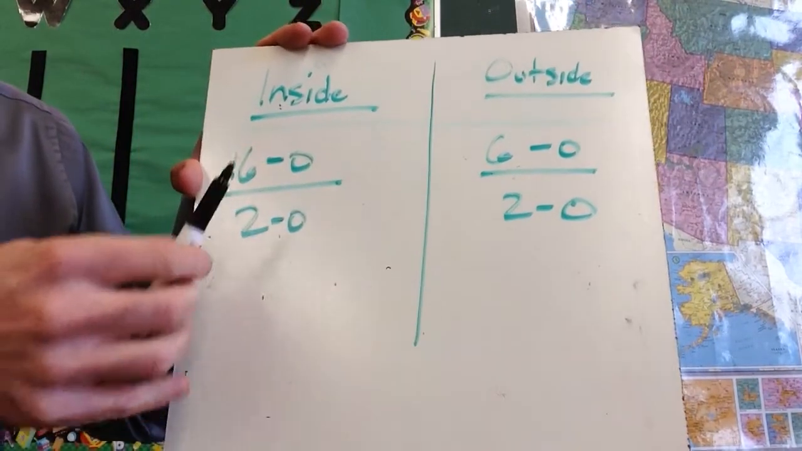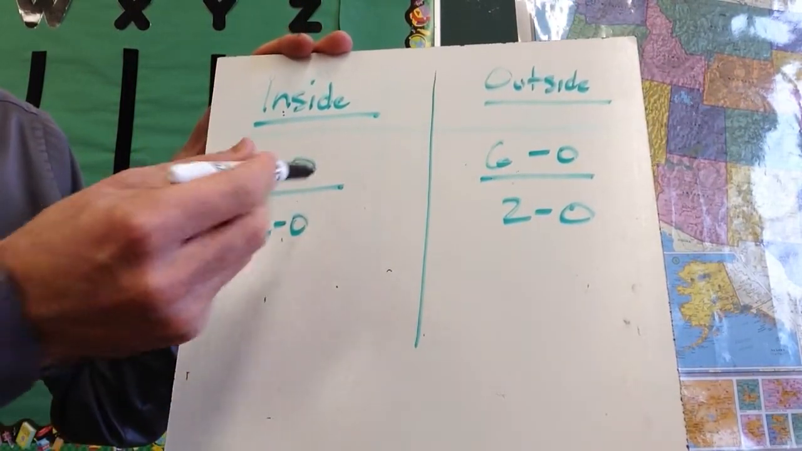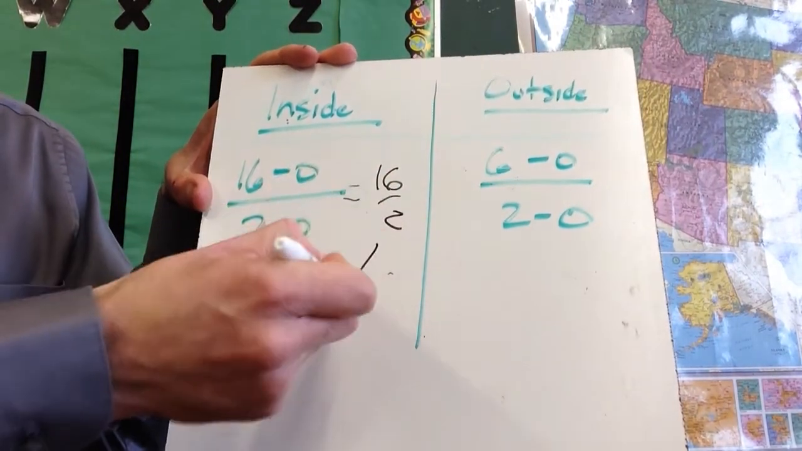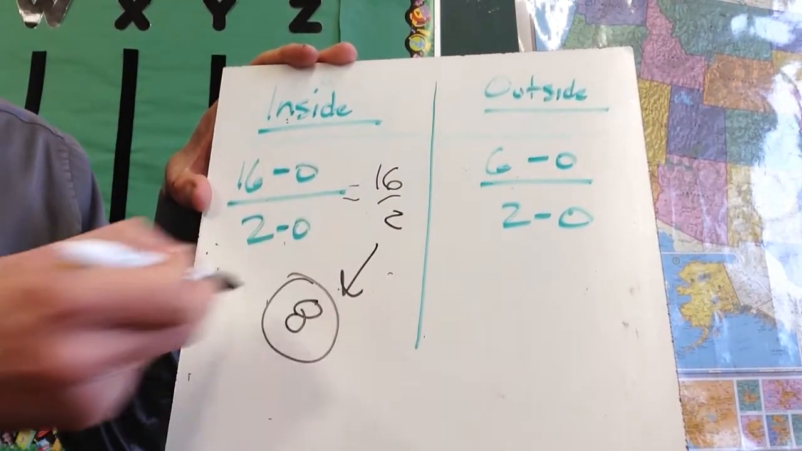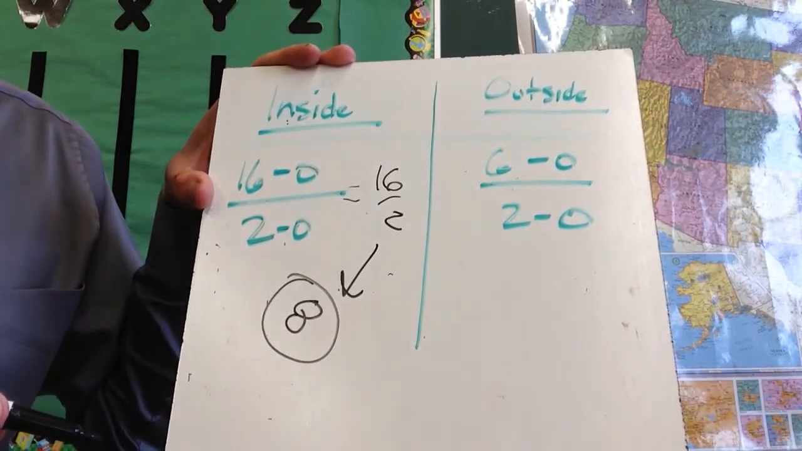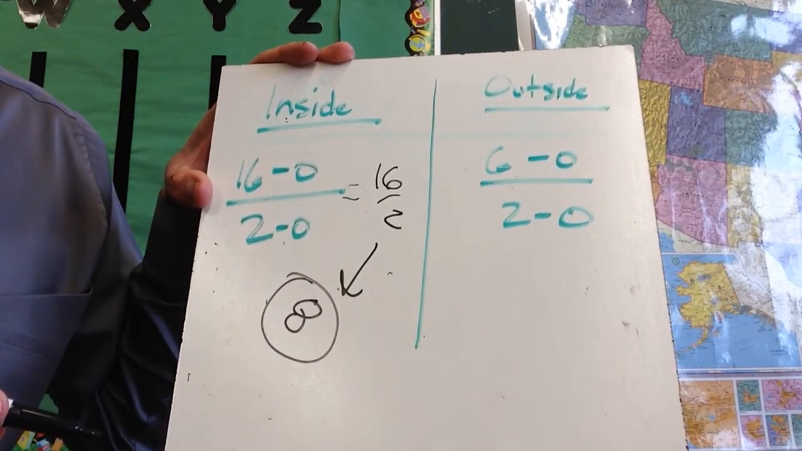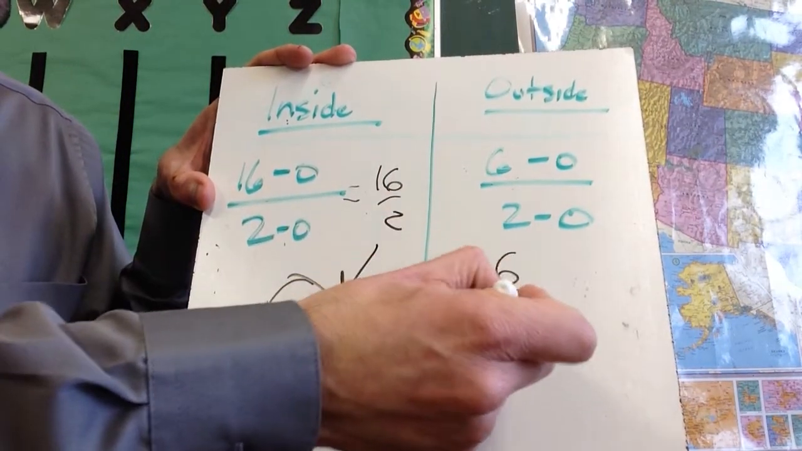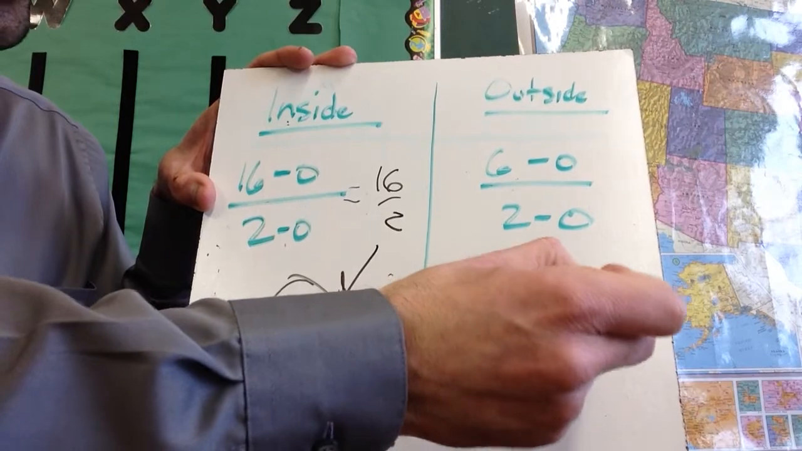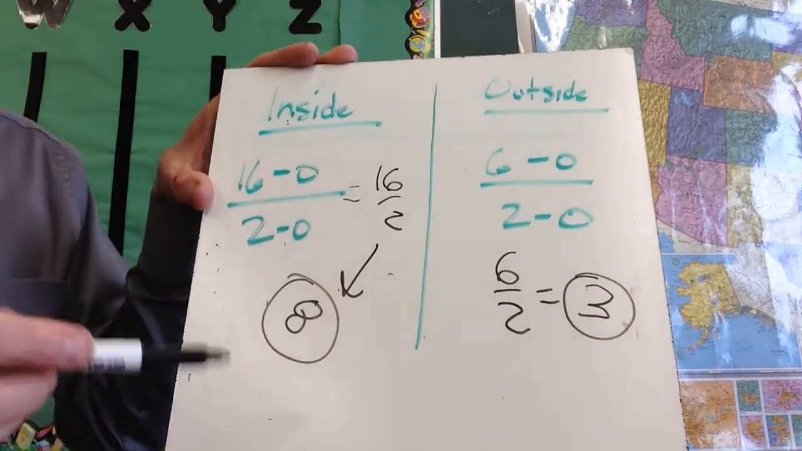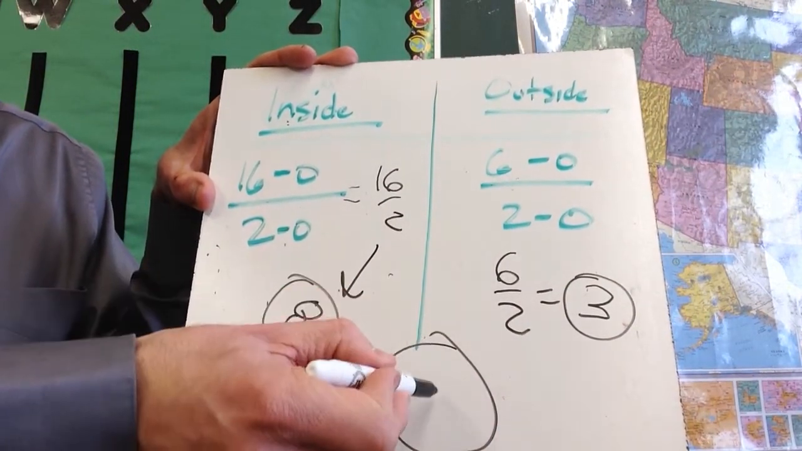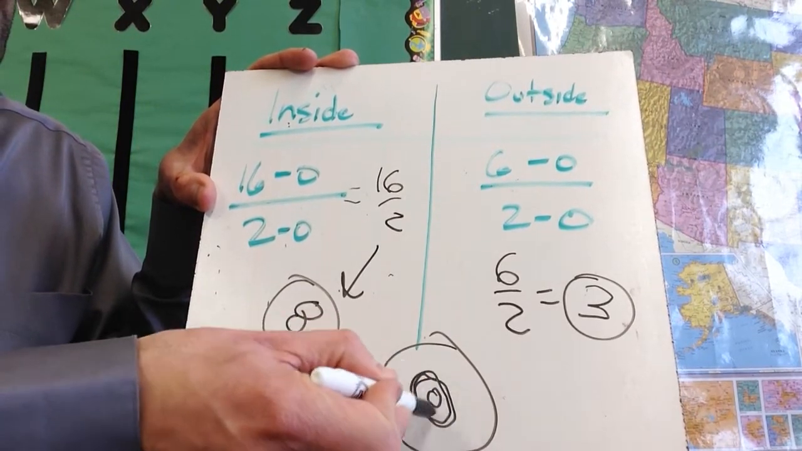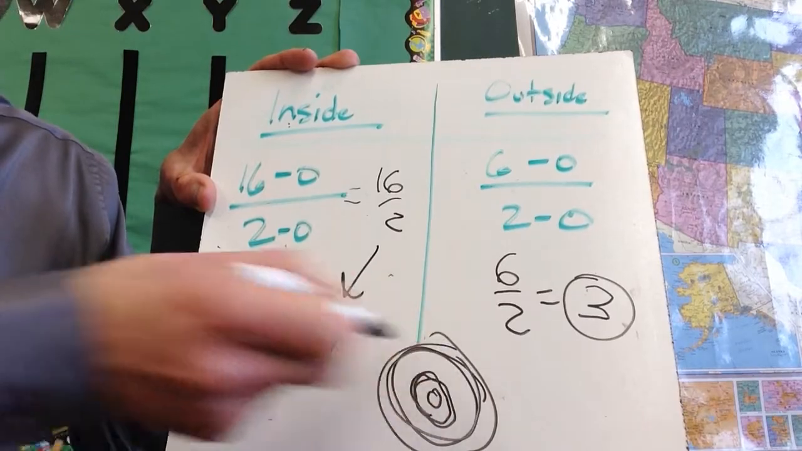And so the inside track is 16 minus 0 over 2 minus 0, which becomes 16 over 2, which simplifies to 8 revolutions. And then over here, this becomes 6 over 2, which is going to simplify to 3. So as you can see, the inside of a CD, and this would make sense if you think of this as a CD, is going to have more revolutions on the inside than it would going around the outside.